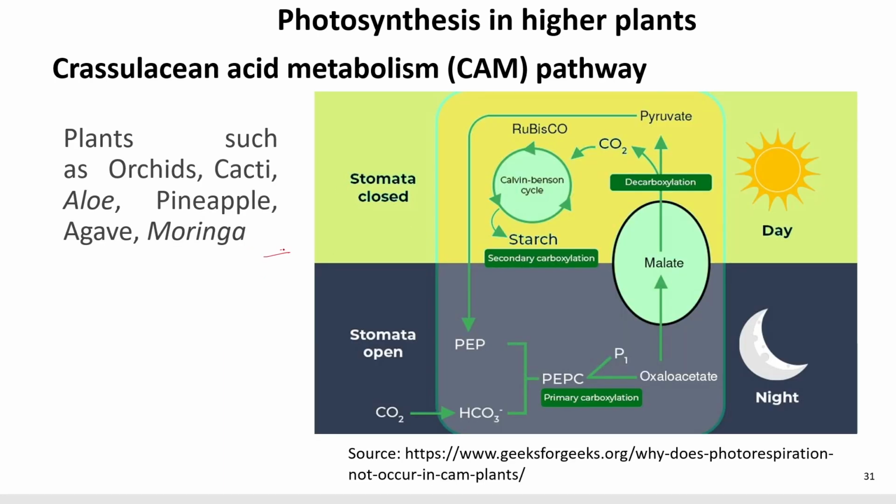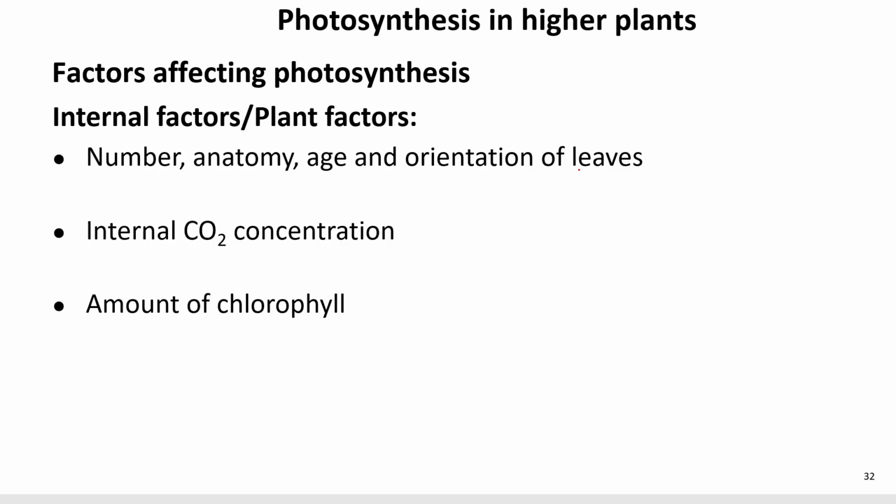This is the diagram showing the CAM pathway. Here are some of the plants showing the CAM pathway. Here you can see carbon dioxide is present. It starts from here. Carbon dioxide combines with PEP, and oxaloacetic acid is produced, which is then converted into malate, which is stored in the vacuoles. And during the daytime, there is decarboxylation, release of carbon dioxide, and this carbon dioxide enters the C3 cycle.